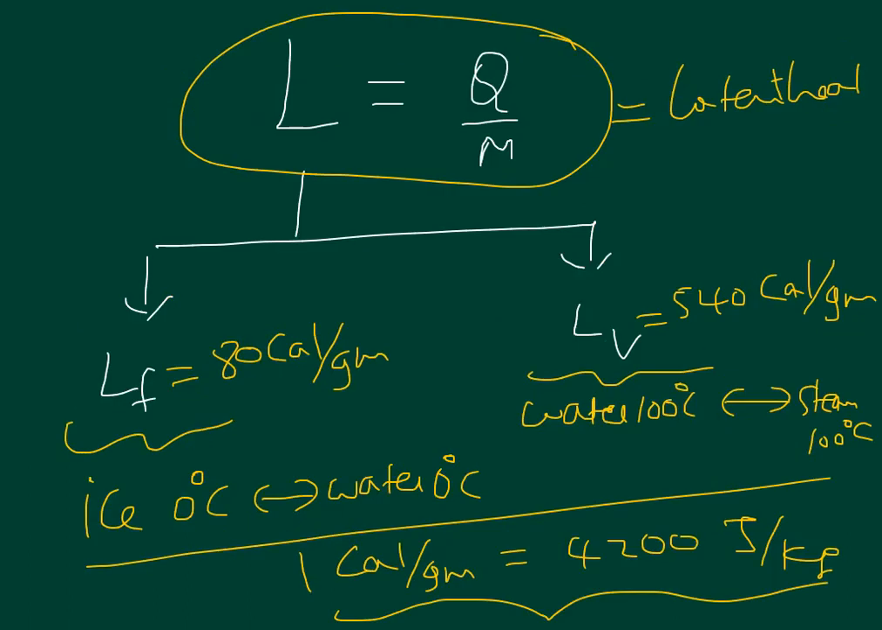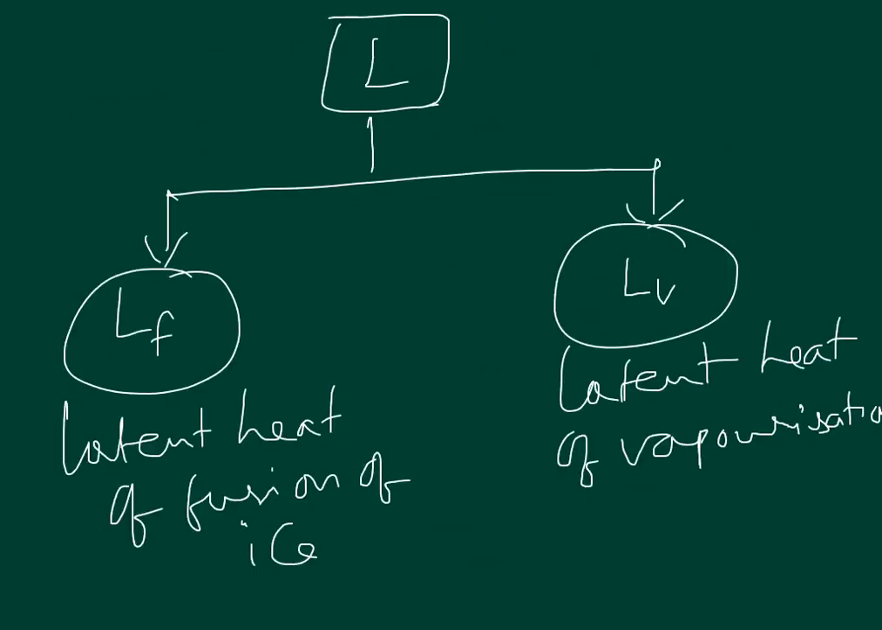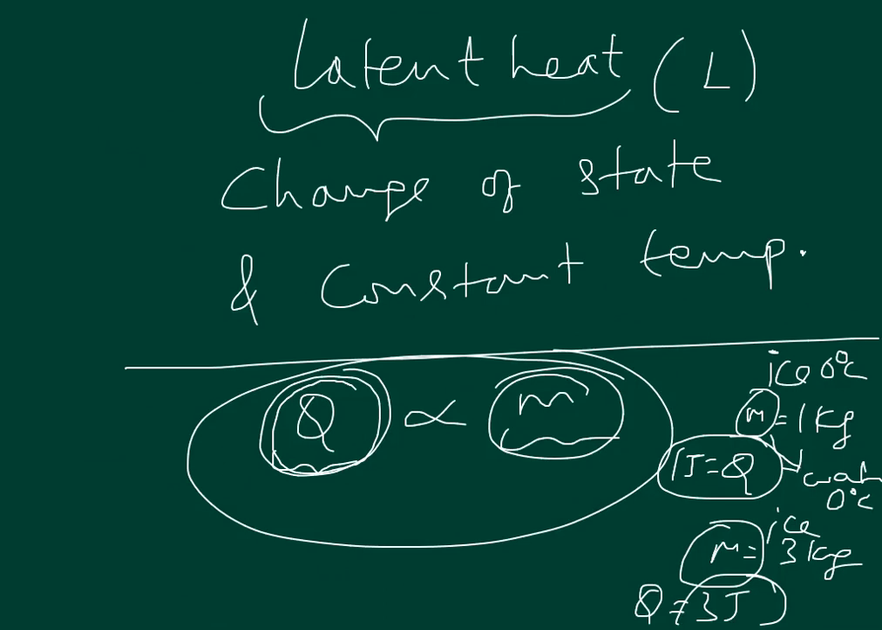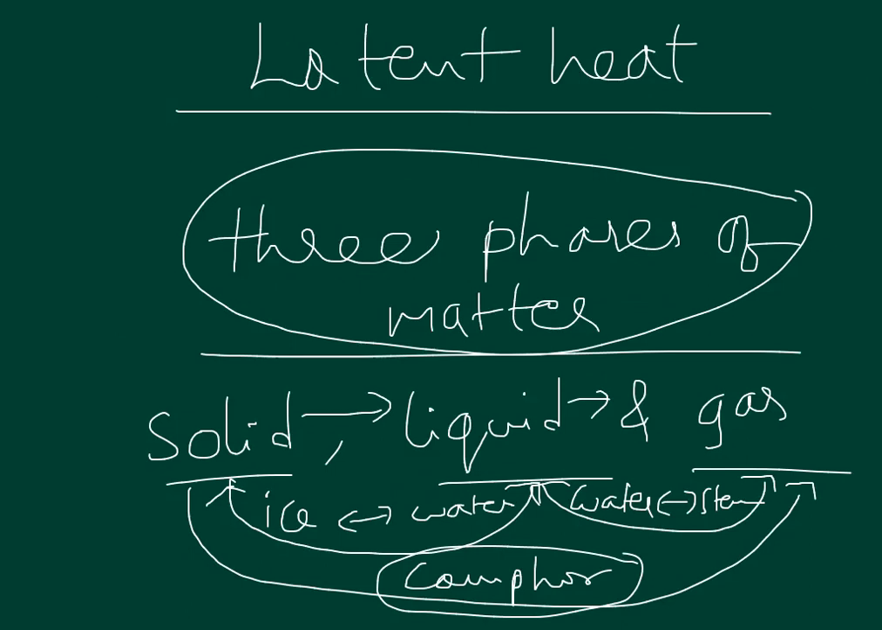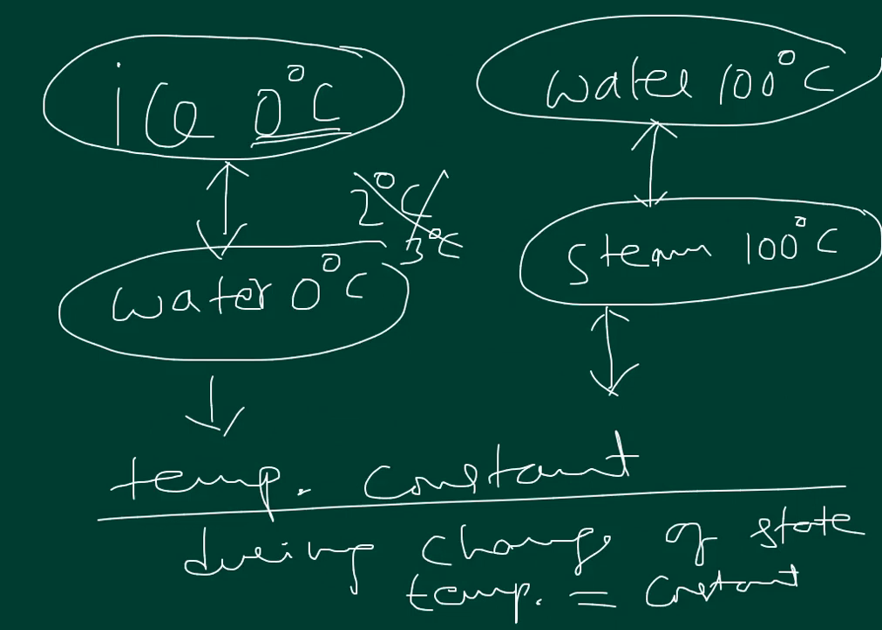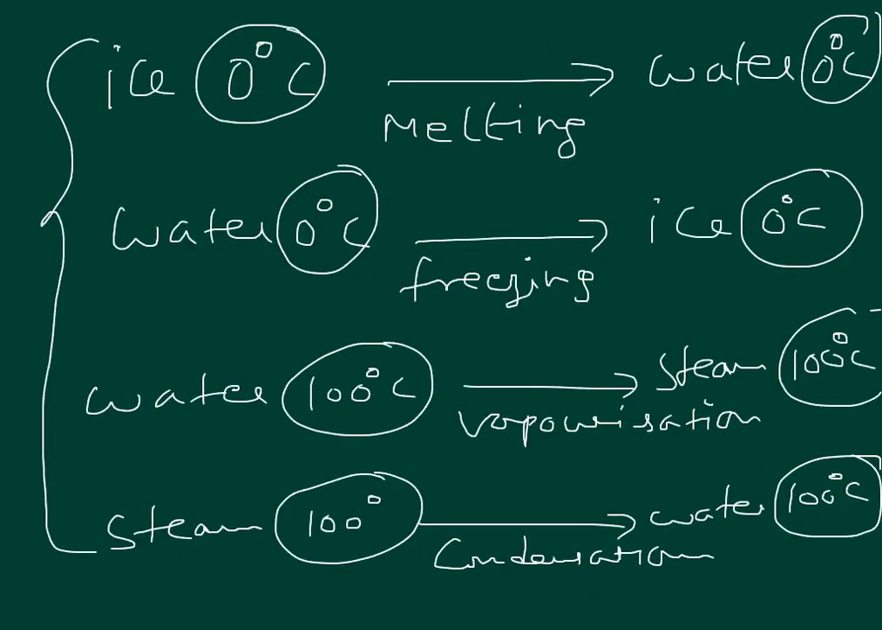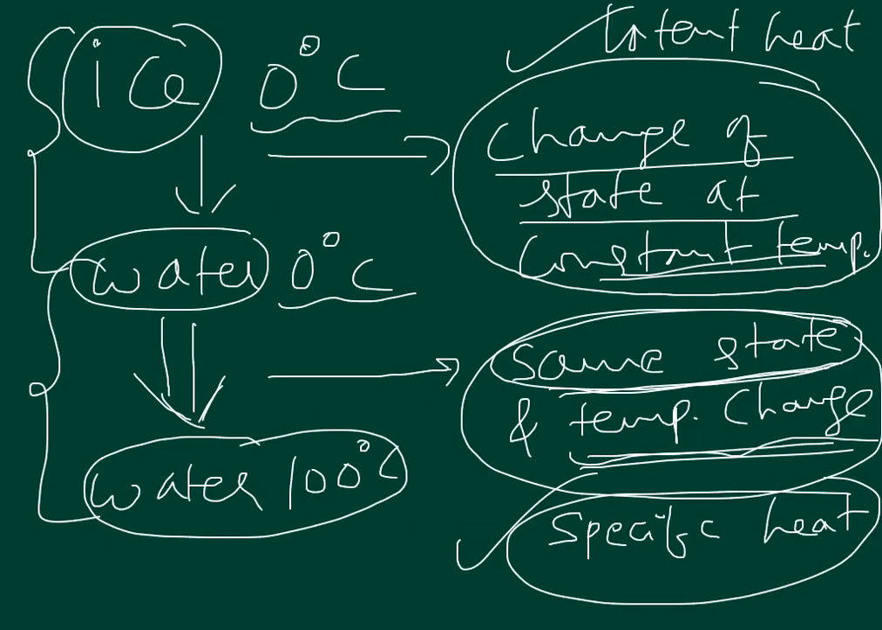So what happened in today's class: I started my journey with latent heat. So here, what is latent heat, we started from that point and slowly we went step by step and discussed the remaining points. See here, first three phases of matter: solid, liquid and gas. During conversion from one state to another, temperature remains constant. Ice to water, melting; water to ice, freezing; water to steam, vaporization; steam to water, condensation. Like that we discussed.